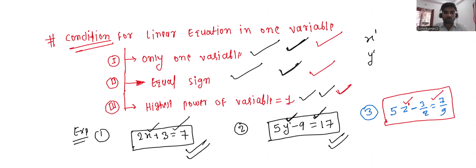And we have also discussed the conditions. There are three conditions: there is only one variable, there is an equal sign, and the highest power of the variable is 1. Now, talking about the solutions of the linear equation in one variable. Let me change the slide. Slide number 3. Now we are going to talk about the solution for the linear equation.